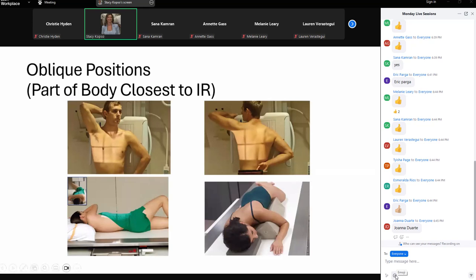All right, sometimes students have a hard time with labeling oblique positions. And you just have to remember with oblique positions, you're gonna name it whatever's touching the IR. So in this situation with this gentleman here with his back against the IR, you know that's already going to be a posterior oblique because his posterior side's touching the IR. And then it's his left shoulder that's touching. So it's going to be a left posterior oblique.